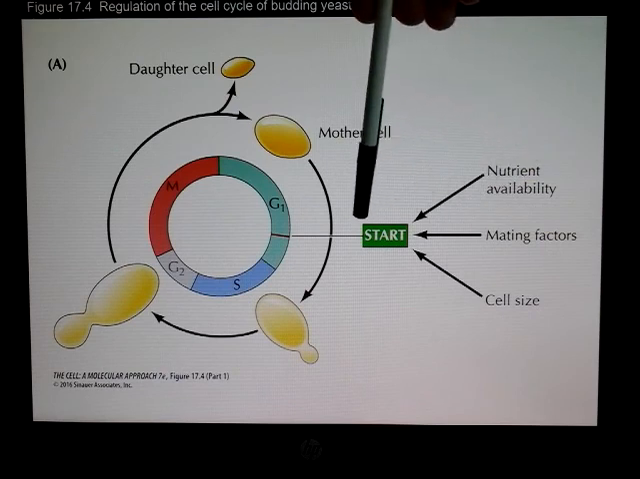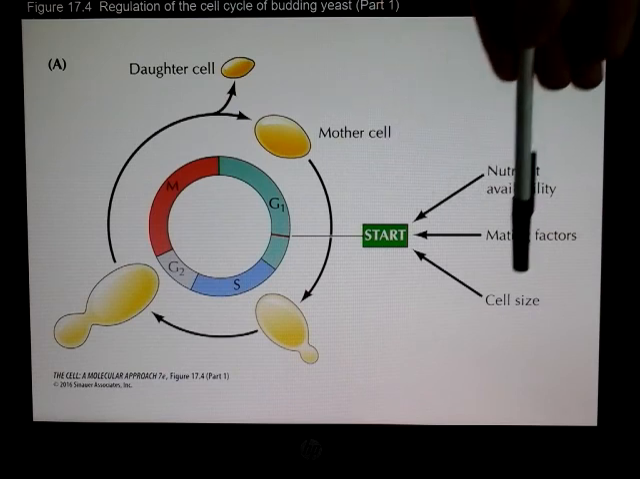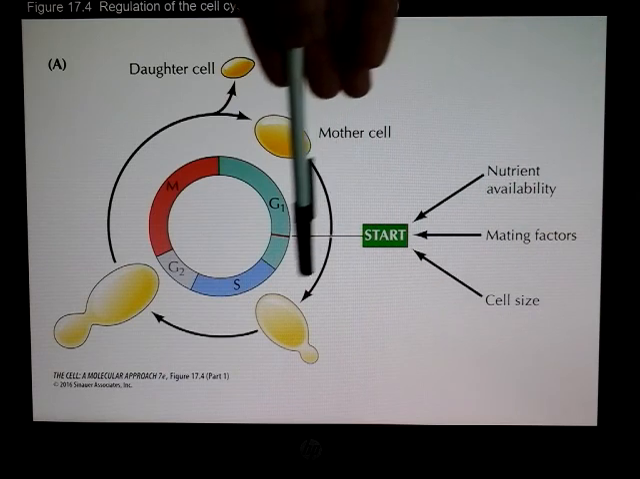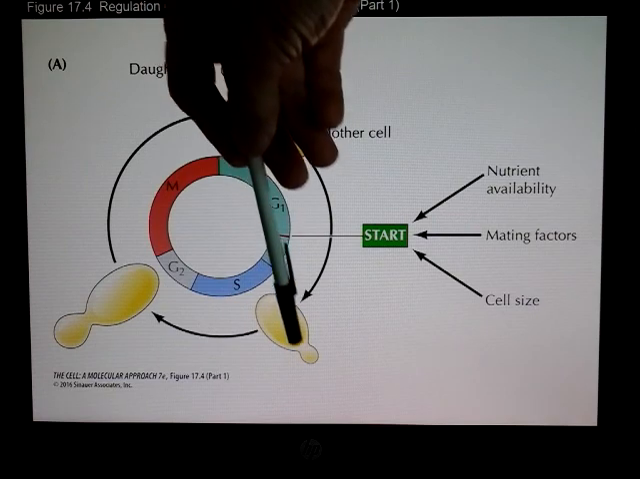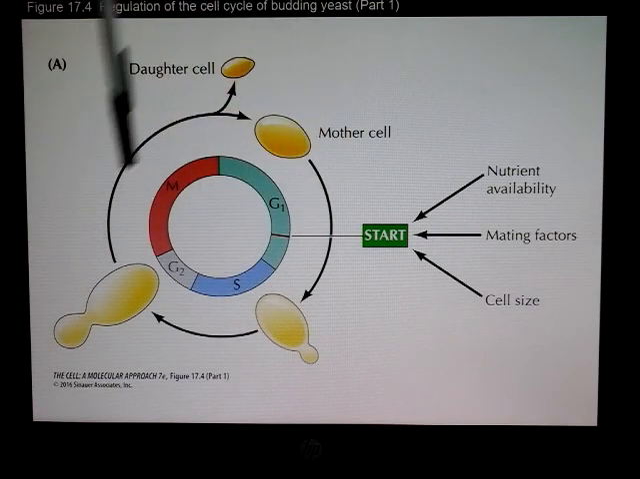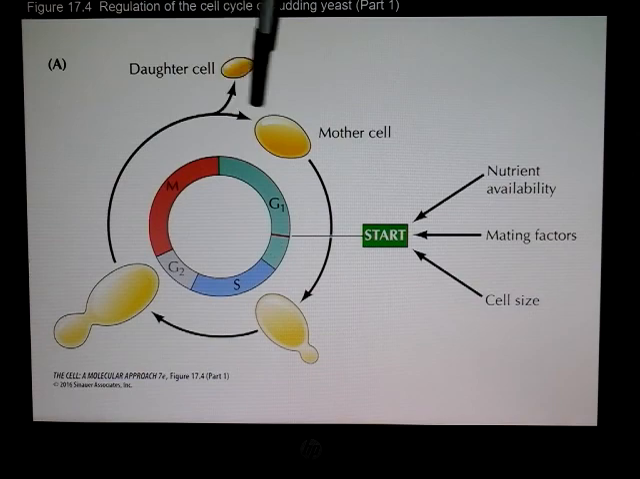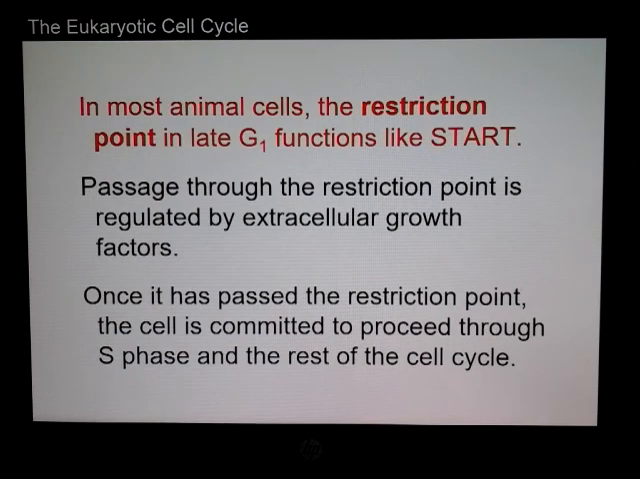So basically, here's your start site. You've got your nutrients, mating factors, cell size. Things start to go around. If you take a look, here's your yeast budding off like that. Eventually, the daughter cell busts out, and then the cycle can continue.